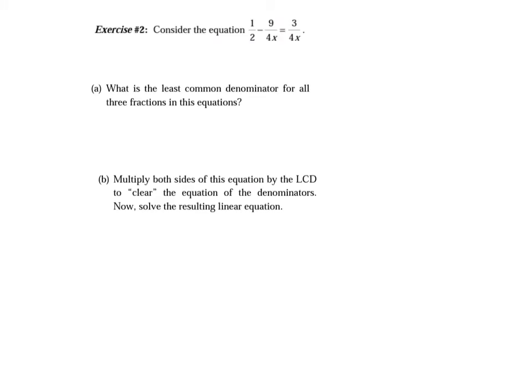Now, we're going to step it up quite a bit here. Most of our problems we see this year are not going to be as simple as cross multiplying. We typically did a lot of that in Algebra 1. So here's where the real questions come in. Example 2. Consider the equation 1 over 2 minus 9 over 4x equals 3 over 4x.